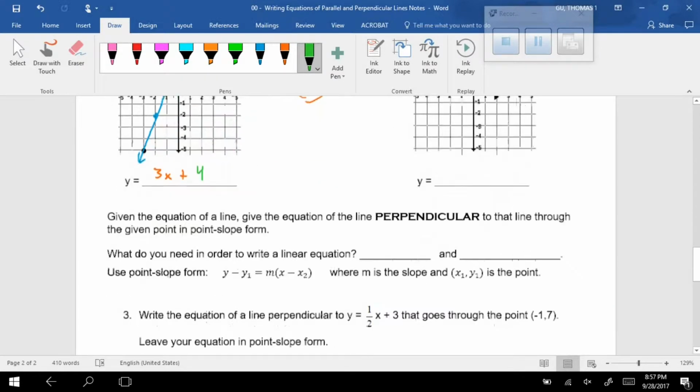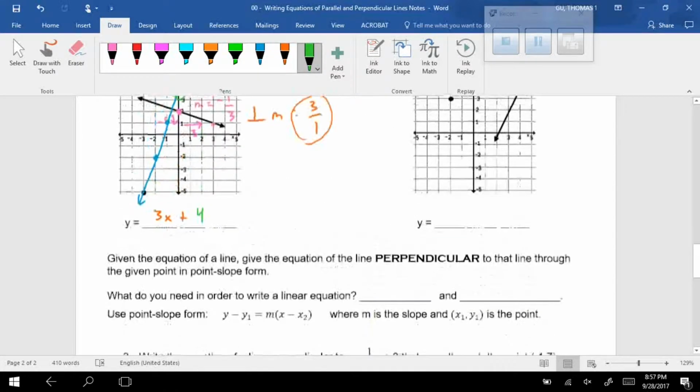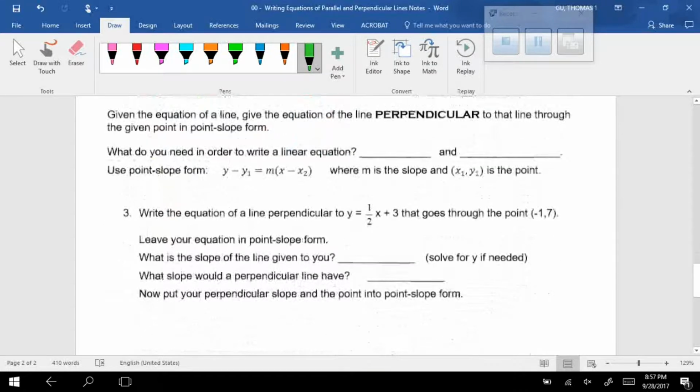All right, given the equation of a line, give the equation of the line perpendicular, boom, upside down T, to that line through the given point in point slope form. So we just did the point slope form. So once again, what do you need in order to write a linear equation? You only need 2 things. What do you need? You need the slope and a point. There you go.